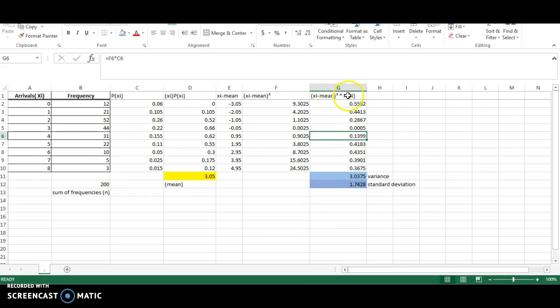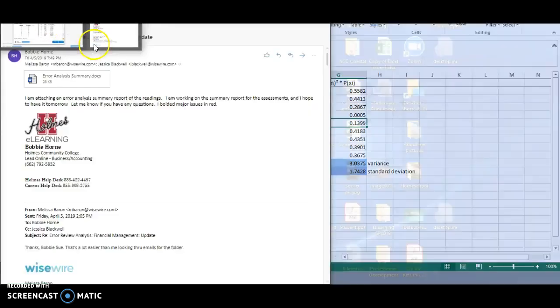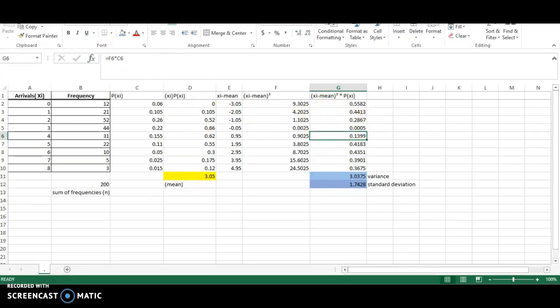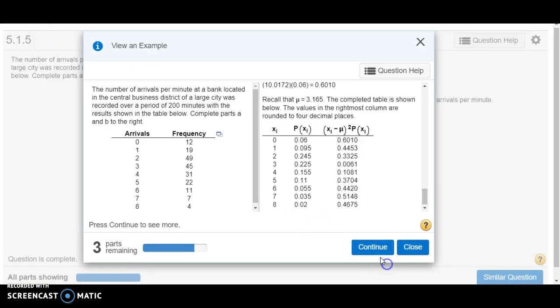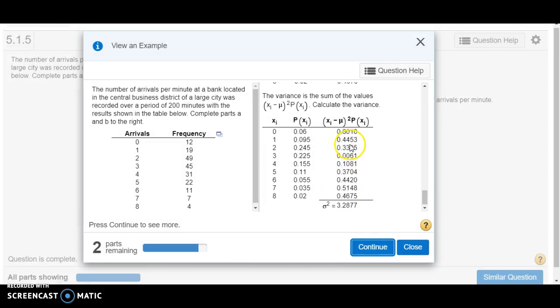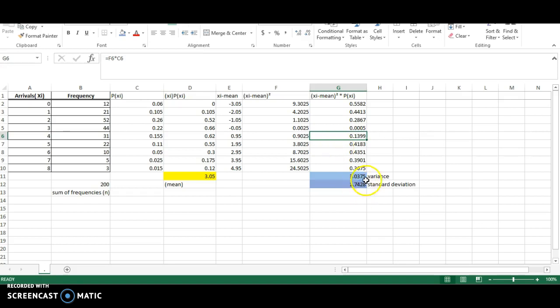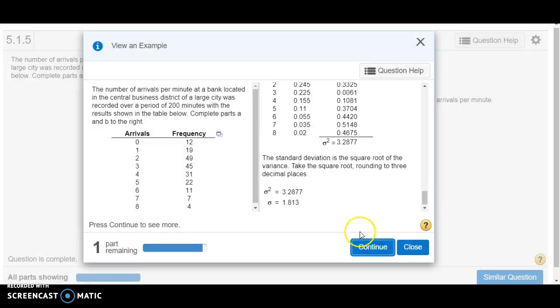Okay, so now we're at the step where we took the squared xi minus mean number and multiplied it by the probability. Each step you have to go back and multiply by the probability before you're through. Once you get those numbers, you sum them up, and that is the variance. Now, going back to our example, the standard deviation is the square root of the variance. Take the square root, rounding to 3 decimal places.